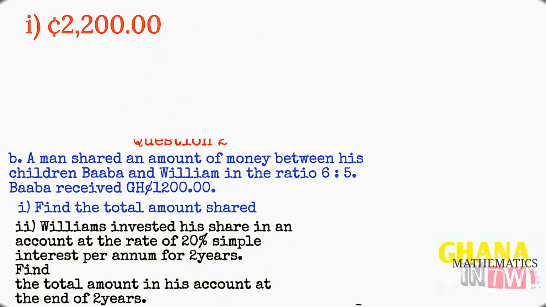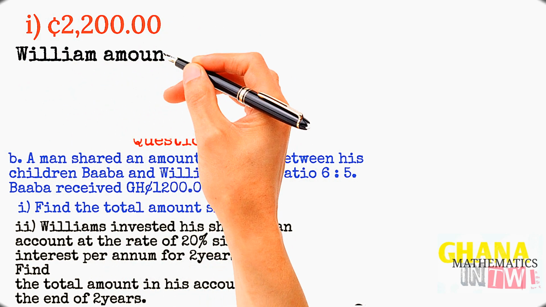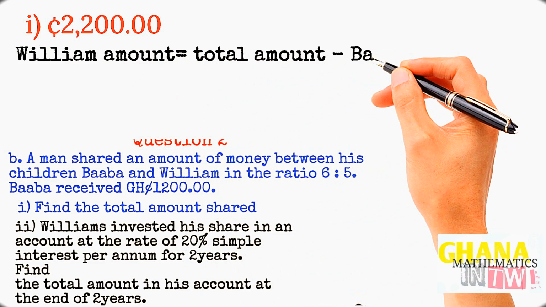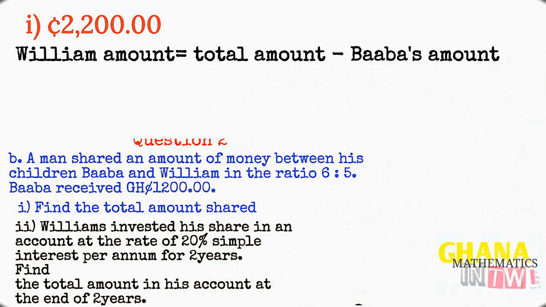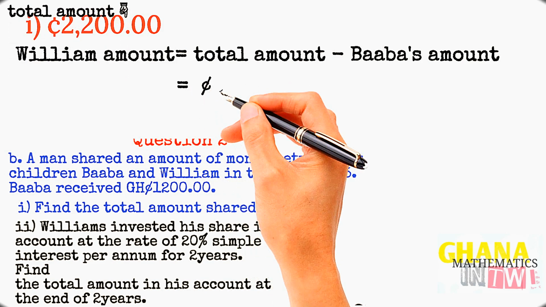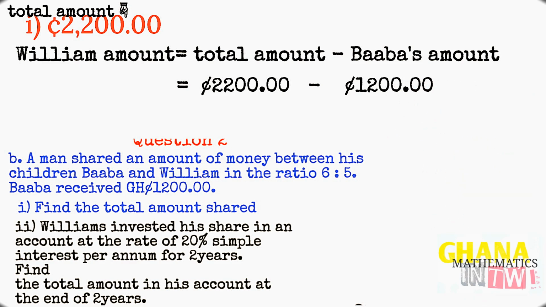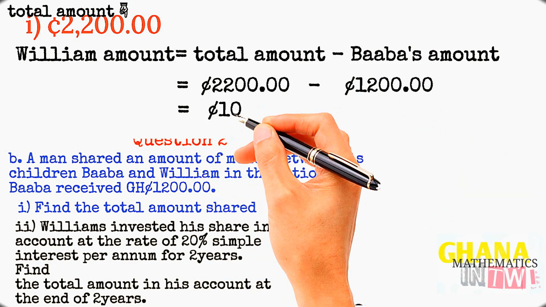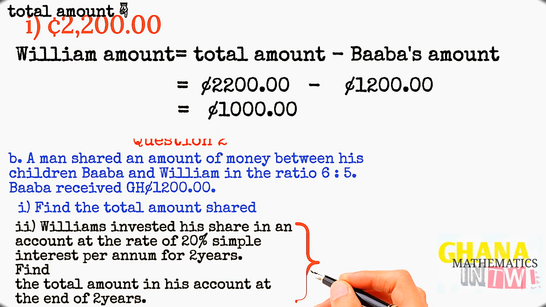So Baba's part is already solved, but we can find Williams's. Williams's amount should be the BECE amount subtracted from the total amount. So total amount minus BECE amount gives us Williams's amount. The total amount is 2,200 and the BECE amount is 1,200. So 2,200 cedis minus 1,200 cedis gives us 1,000 cedis, which is Williams's money.